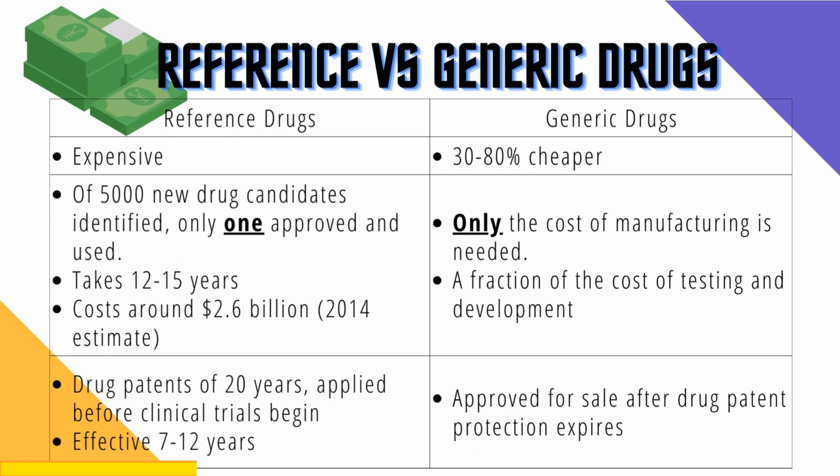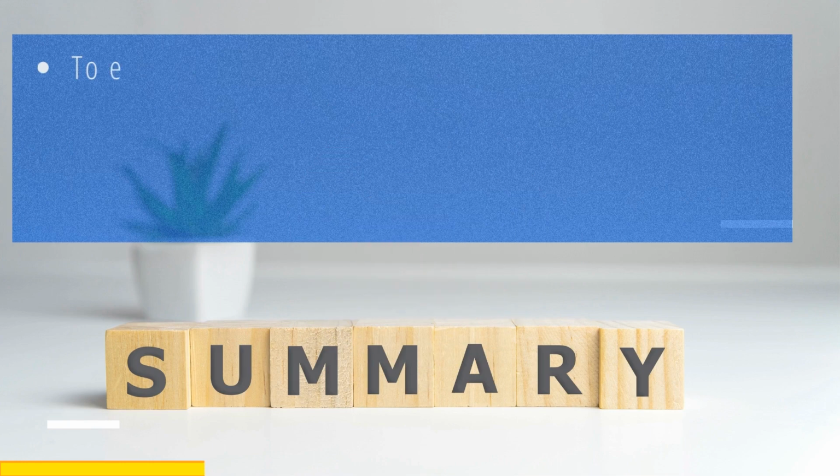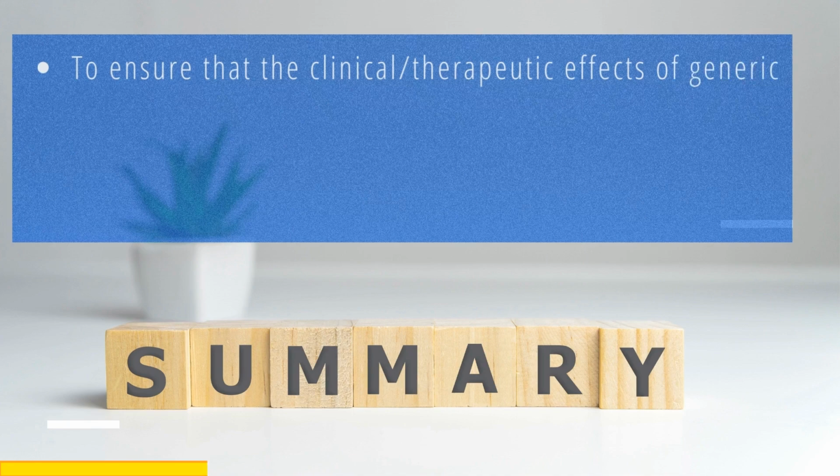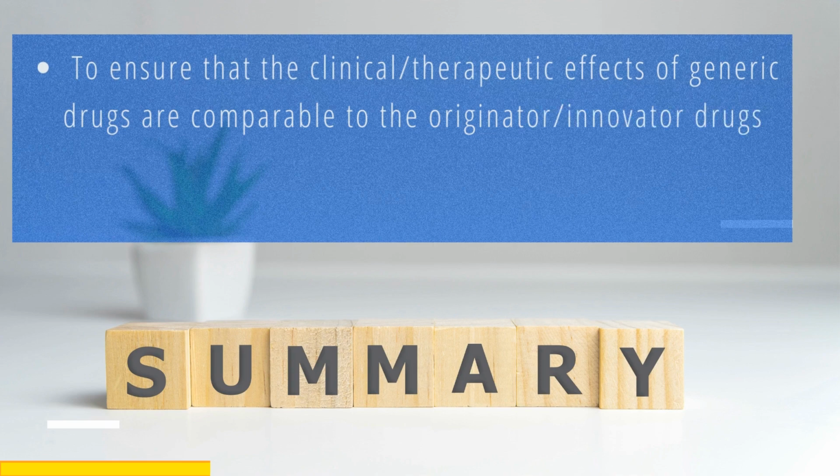Then after the patent has expired, any drug company can manufacture and formulate their own version of the same drug, but with different excipients and all, and do a BE study to get it registered and approved in the market. In summary, BE studies must be done to ensure that the clinical and therapeutic effects of the generic drugs are comparable to the originator or the innovator drugs.